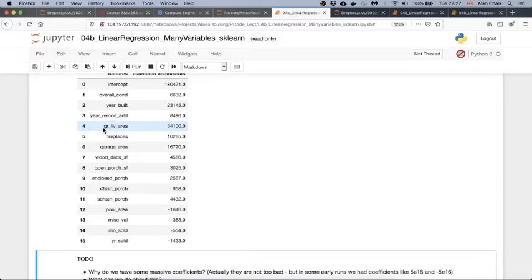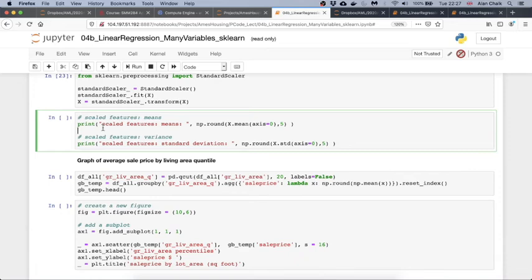And we now see that the living area coefficient is 34,100, whereas the fireplace coefficient is 10,000. So we might reasonably say that living area is more important than fireplaces. Let's have a look at the means and the variances of the scaled features.